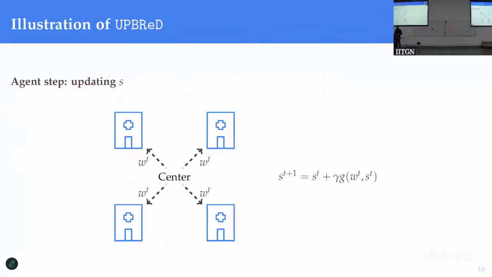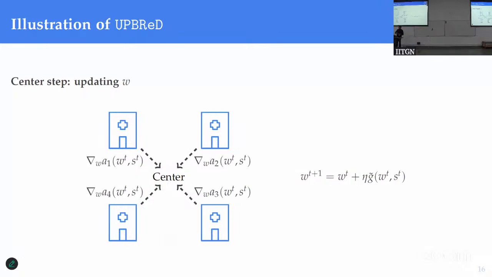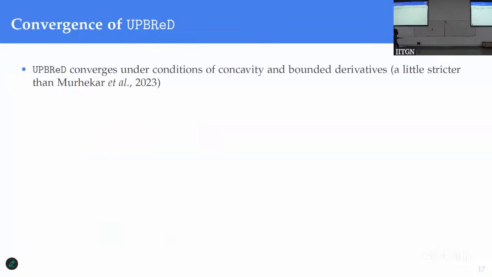Now this algorithm is just a cartoon representation of what is actually going on. The center is sending the W_t's to these individual hospitals. The hospitals are calculating their S_{t+1}'s from the previous iteration, and then sending back their gradients. And once they do it, it converges under the conditions of concavity. Of course, we need some assumptions on the derivatives of the U_i's and some of the other parameters.